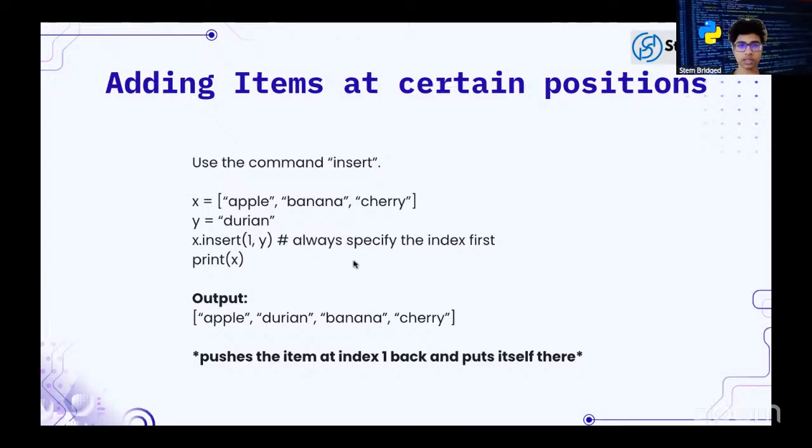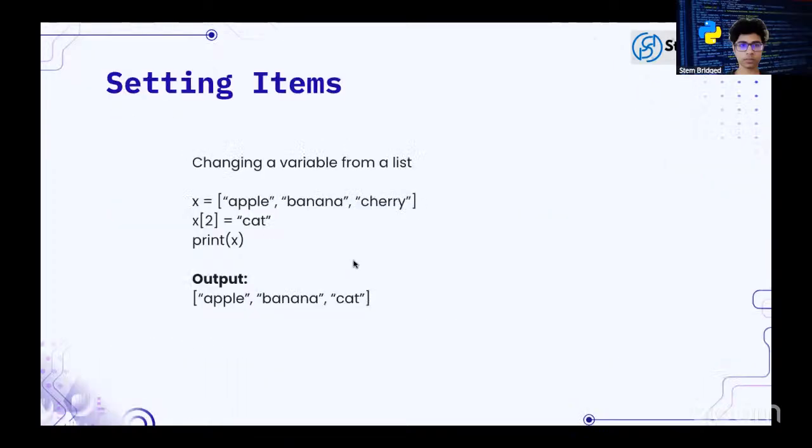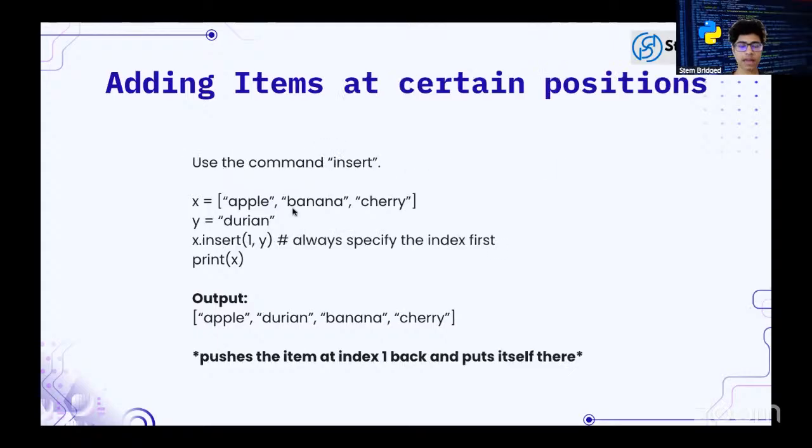Replacing would be this, if you just set it equal to cat. When you use insert, you're adding on to the list. So you add durian and you shift everything else down.